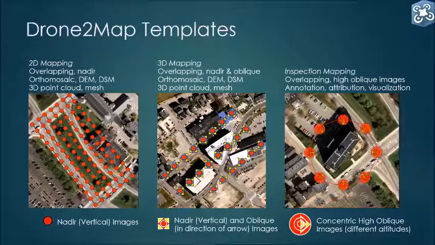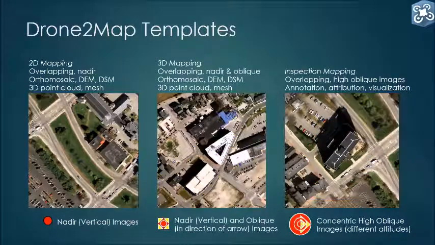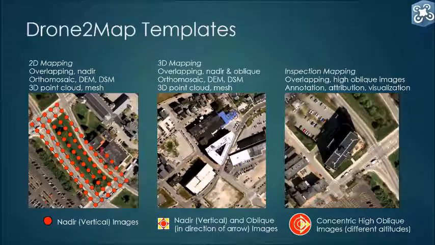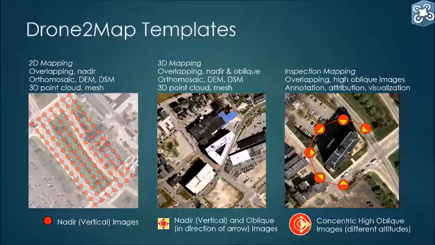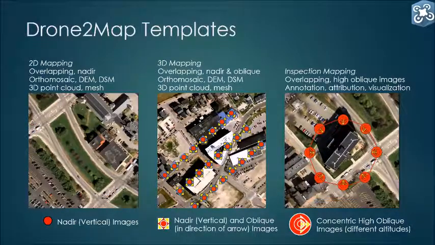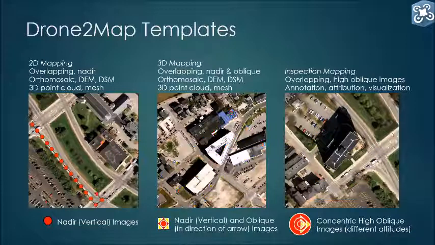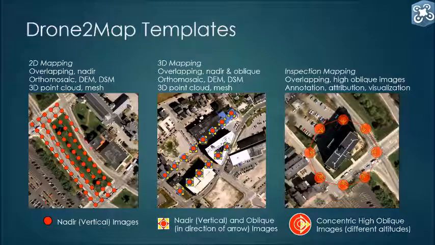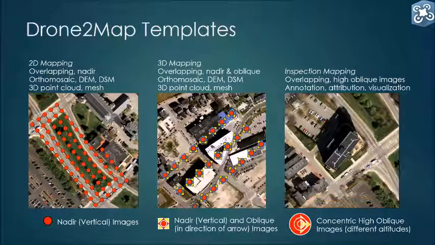Nadir and oblique, shown in the middle, which is essentially the low oblique that you'd have seen on the previous slide, combines looking down and also at a slight side angle, ideal for 3D mapping, for the creation of 3D point clouds and meshes. And the high oblique, shown to the right, is full side angle capture, ideal for infrastructure inspection, where the full extent of the sides of a building or a bridge can be captured.